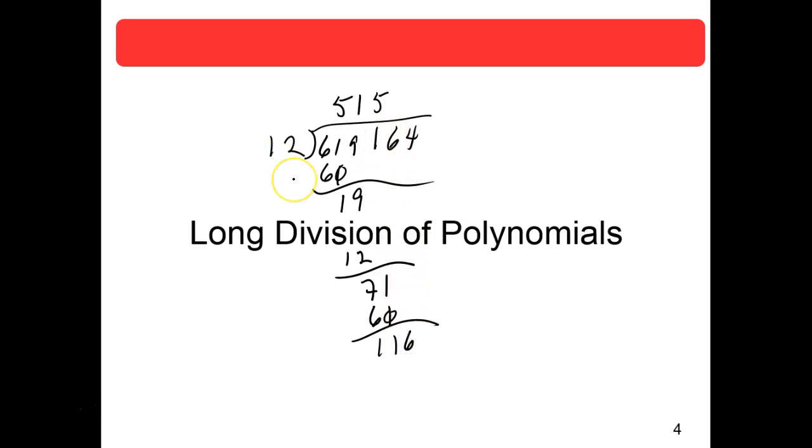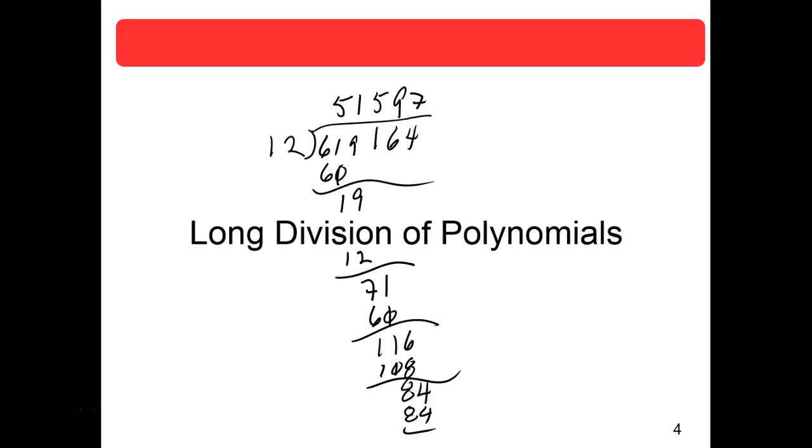And then you divide. 12 into 116. 9 times. Then you multiply. 108. Okay, this is getting tiring, isn't it? And then subtract, and you get 8. And 8 is less than 12, so you keep going. Bring down the 4. 12 goes into 84 seven times. And then that multiplies to 84. Then you know it went exactly into that.